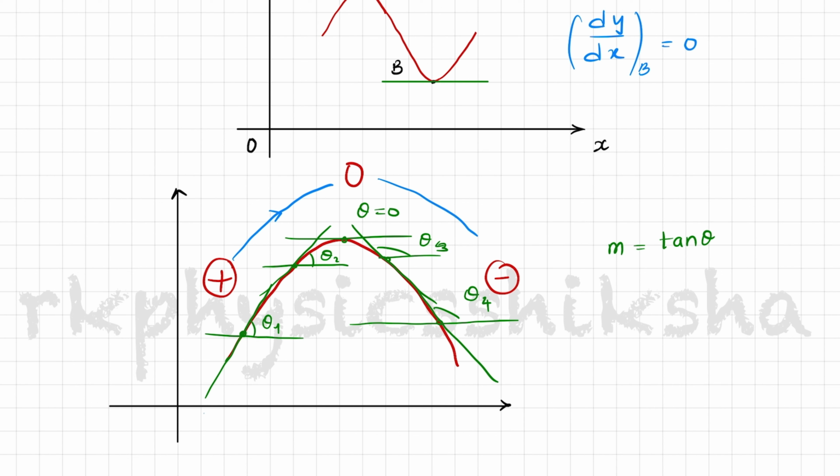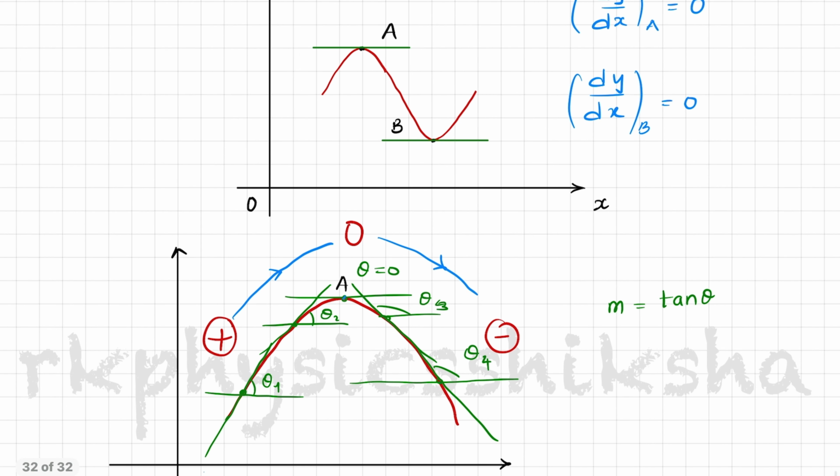So if I take this point as the point A here, what is actually happening? By taking a higher order derivative, or in general terms by differentiating one variable changing with the other variable, at point A, which is the point of maxima, dy by dx I'll get as 0, because the slope is 0.